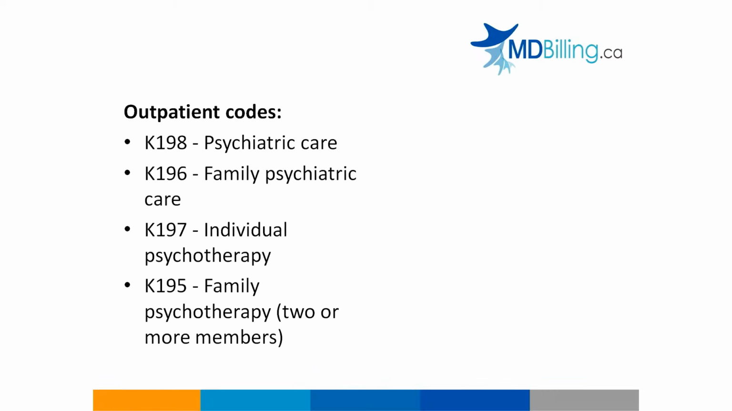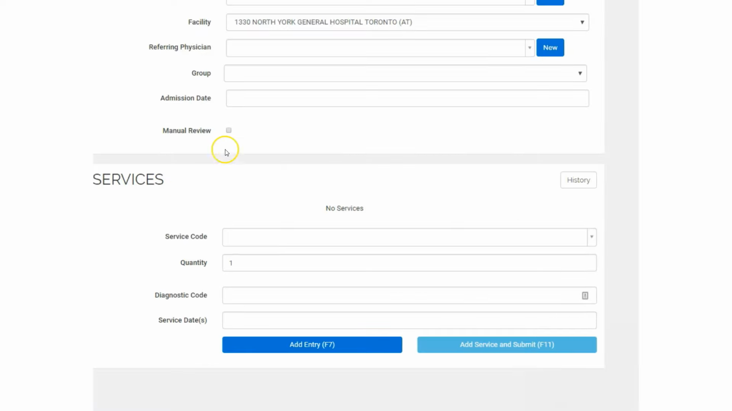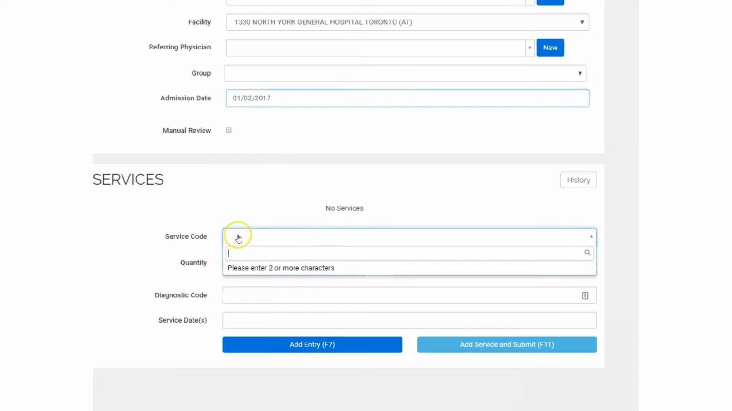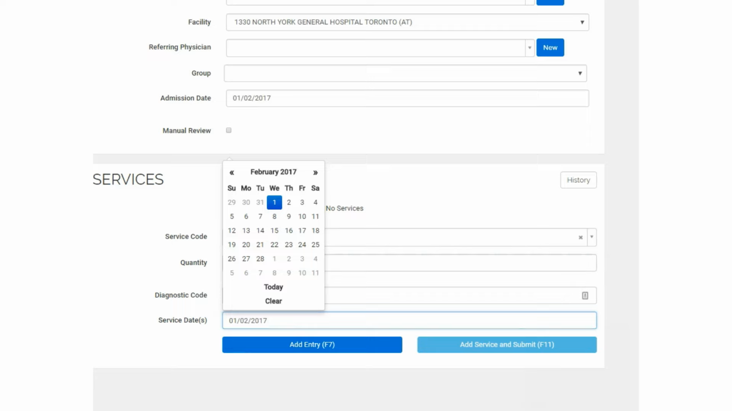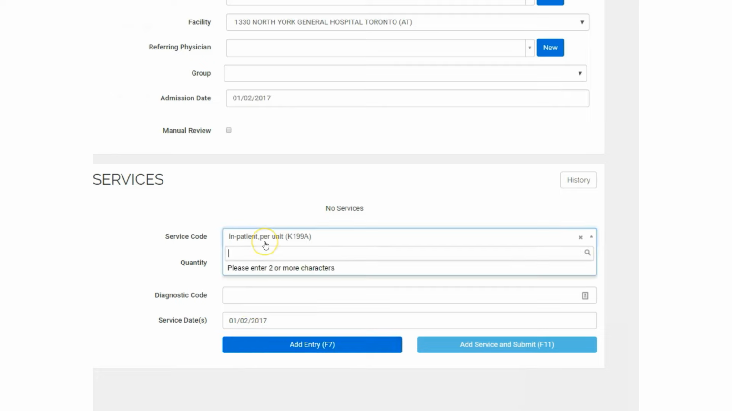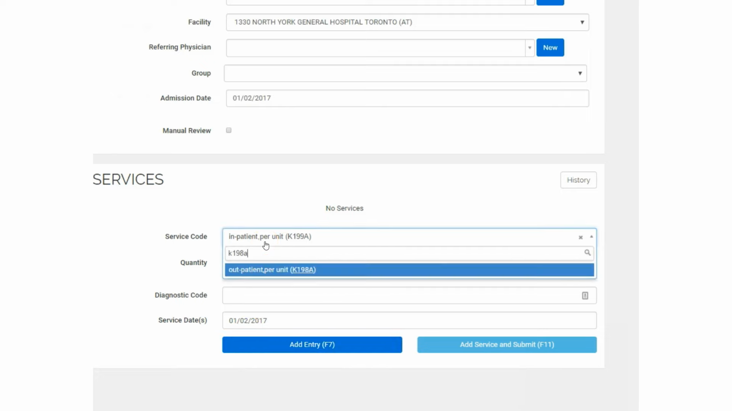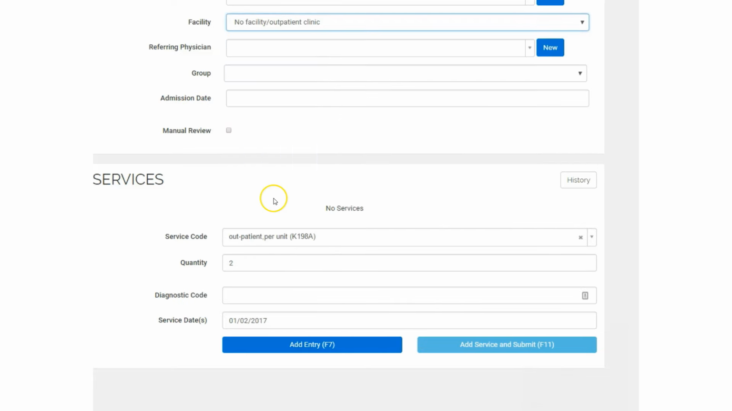Some outpatient and inpatient follow-up codes can be found in section A116 of the OHIP Schedule of Benefits. For example, you rendered a 47-minute psychiatric care in an inpatient unit. You will bill 2 units of K199 for the patient. Please ensure the facility and the admission date are selected. If the service is rendered in the outpatient unit, you will bill K198 and choose No Facility, Outpatient Clinic for the facility.